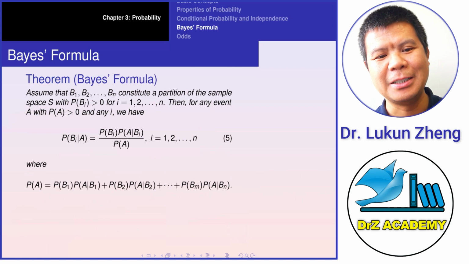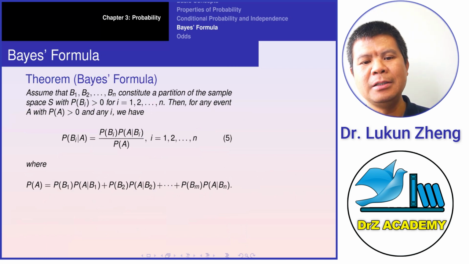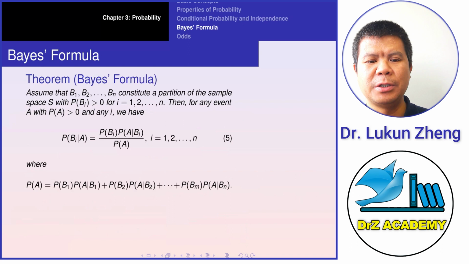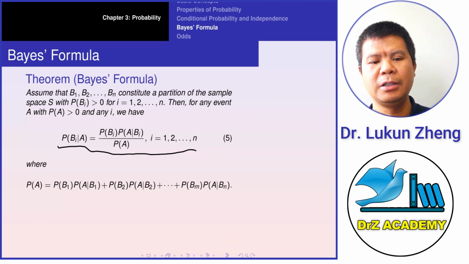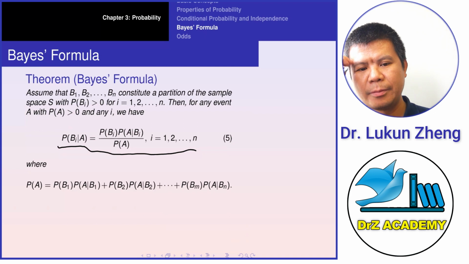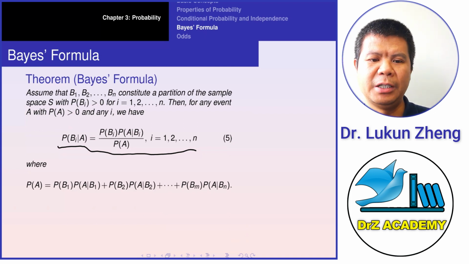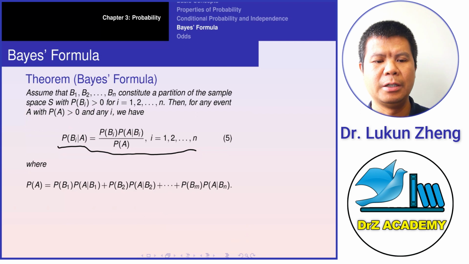So it assumes that B1, B2, through Bn constitute a partition of the sample space with probability of Bi greater than 0. Then for any event A with P of A greater than 0, and any i, we have P of Bi given A equals probability of Bi times probability of A given Bi over probability of A, where P of A equals this one. This is actually the law of total probability, right?